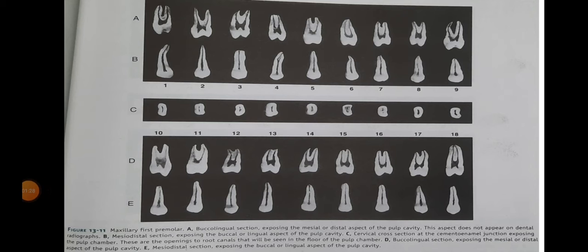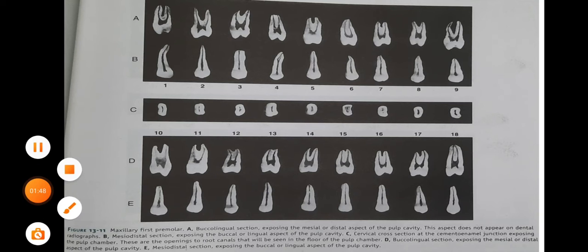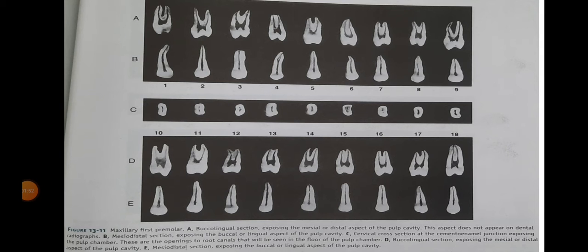You can see in the figure 13.11 A and D, we know that the majority of maxillary first premolars have two root canals. You can see this in figure 13.11 A and D. A small percentage of maxillary first premolar teeth may have three roots that may be almost undetectable radiographically.